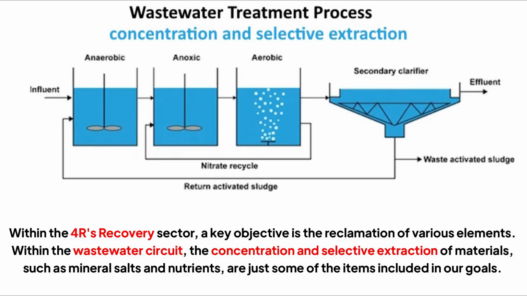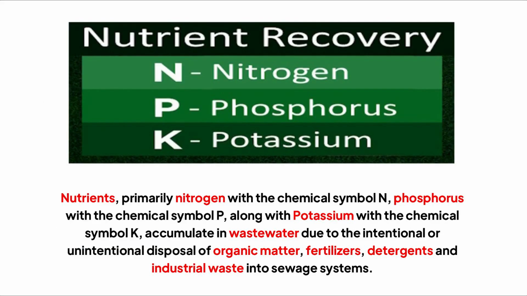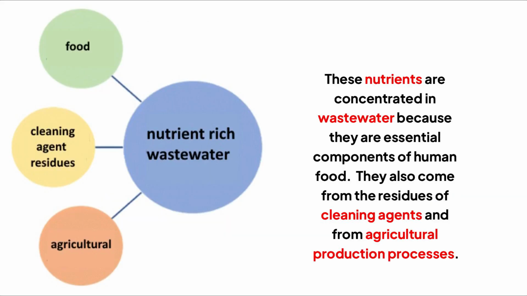Within the wastewater circuit, the concentration and selective extraction of materials, such as mineral salts and nutrients, are just some of the items included in our goals. Nutrients, primarily nitrogen with the chemical symbol N, phosphorus with the chemical symbol P, along with potassium with the chemical symbol K, accumulate in wastewater due to the intentional or unintentional disposal of organic matter, fertilizers, detergents and industrial waste into sewage systems. These nutrients are concentrated in wastewater because they are essential components of human food.